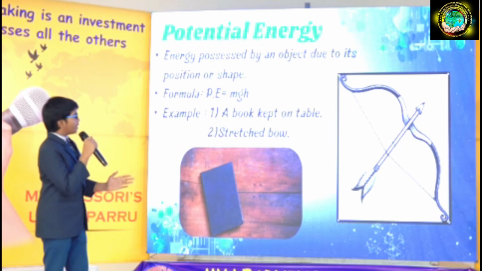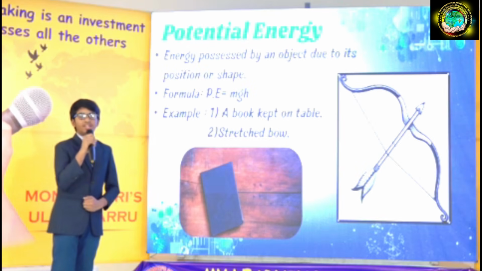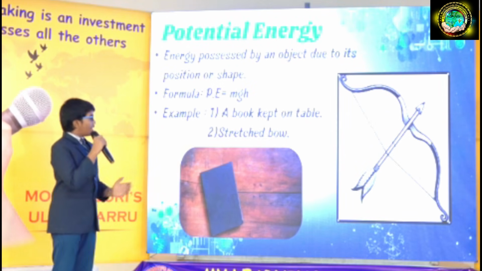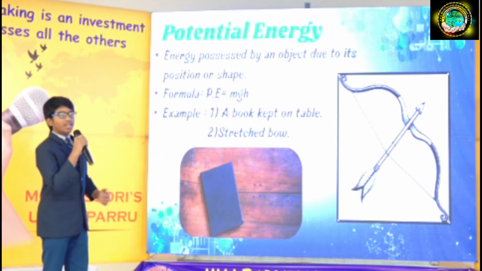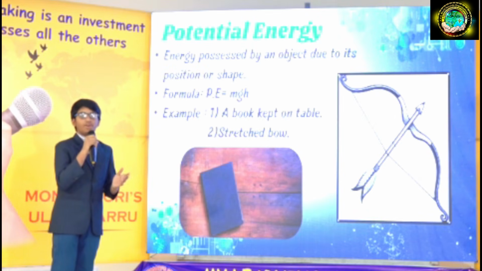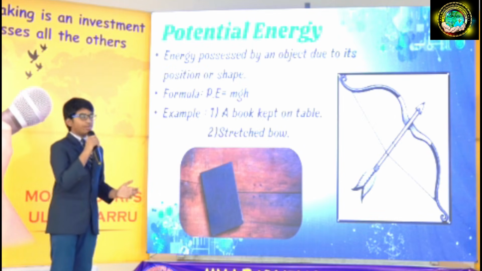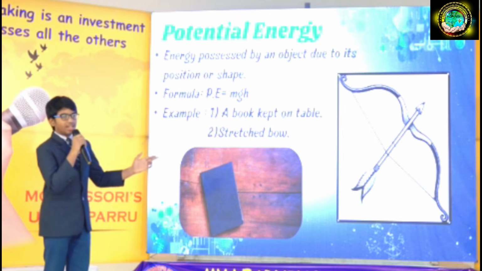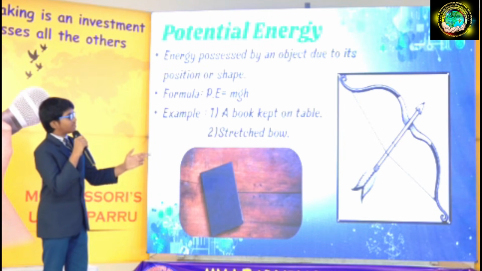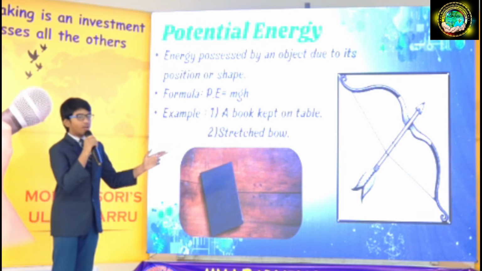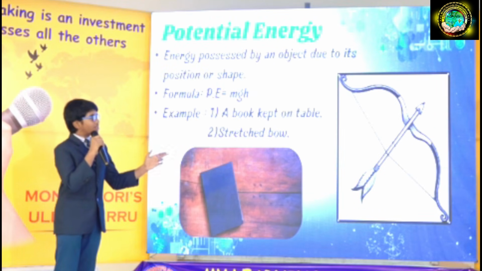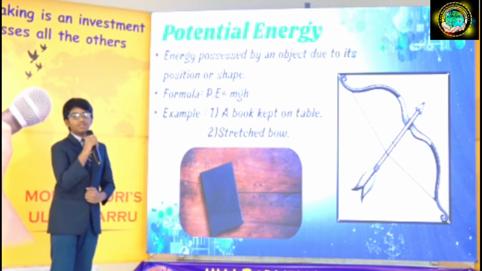A book on the table and a stretched bow. Here the book on the table is the best example for potential energy because when we drop it, the book falls to the ground. Another example is the stretched bow. It is about shape. It means whenever we release the string of the bow, it turns into its original shape. So it is also an example.